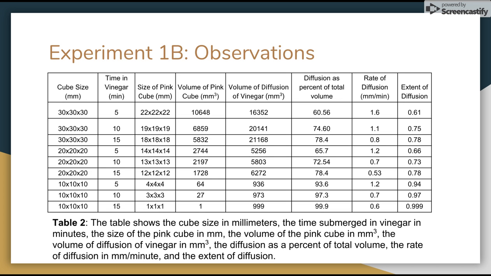This next chart shows the results of the experiment. The 30 by 30 cube that was in the vinegar for 5 minutes had the lowest extent of diffusion, which was 61%. On the other hand, the 10 by 10 cube that was soaked in the vinegar for 15 minutes had the highest extent of diffusion, which was 99%.